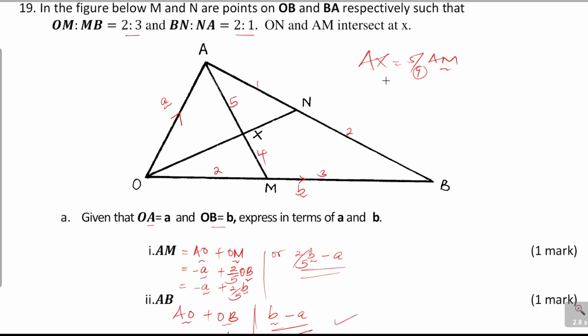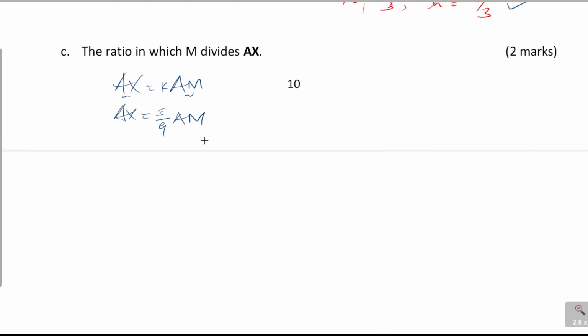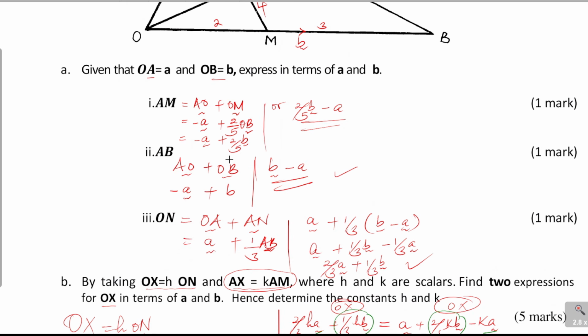So that tells you that the ratio will therefore be 5:4. So the ratio is 5:4. And that is how you're supposed to solve that question.